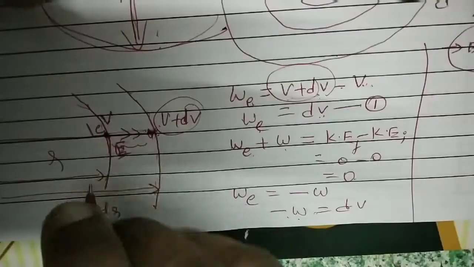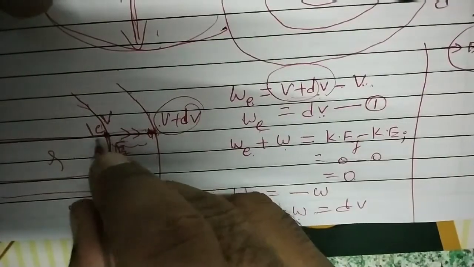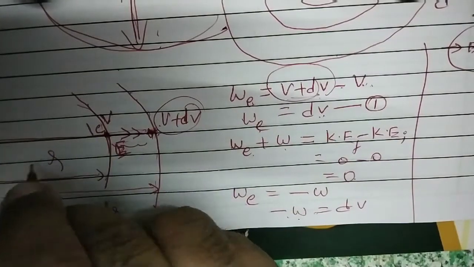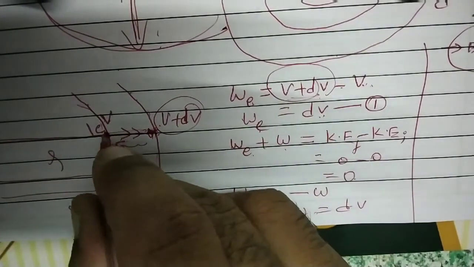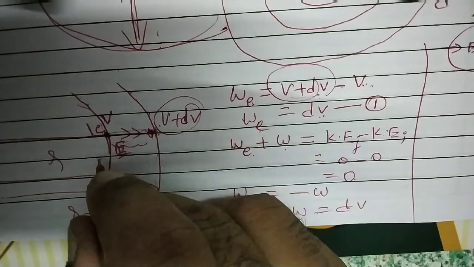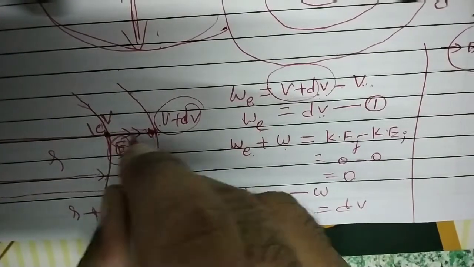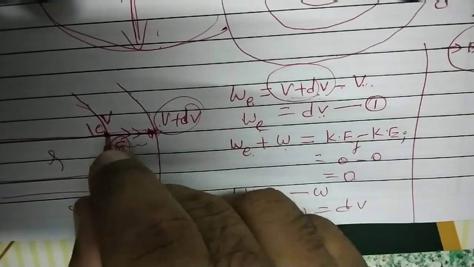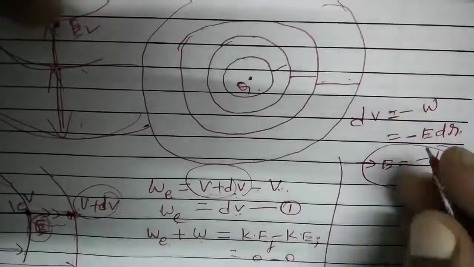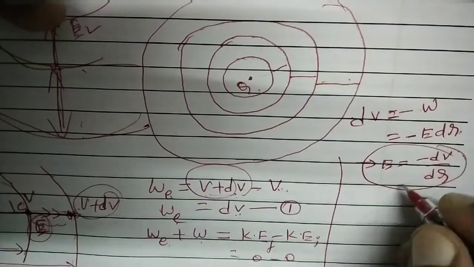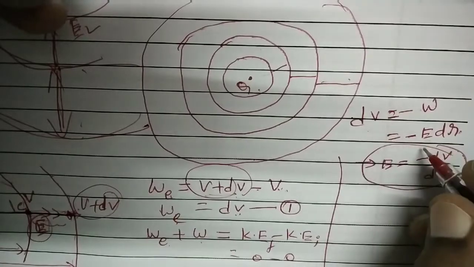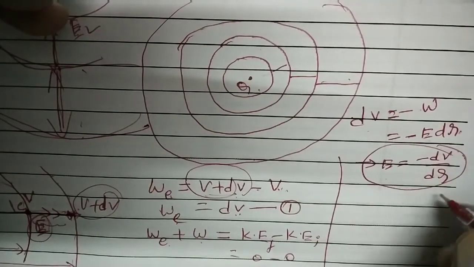Here, for the work done by the field, check once again: on a 1 coulomb charge, how much force will the field apply? The force acting on 1 coulomb charge is called the electric field. So the electric field is the force. And with displacement dr, work done is force into displacement. That is why W is replaced with E dr. So dV is equal to minus E dr. From this, E is equal to minus dV by dr.